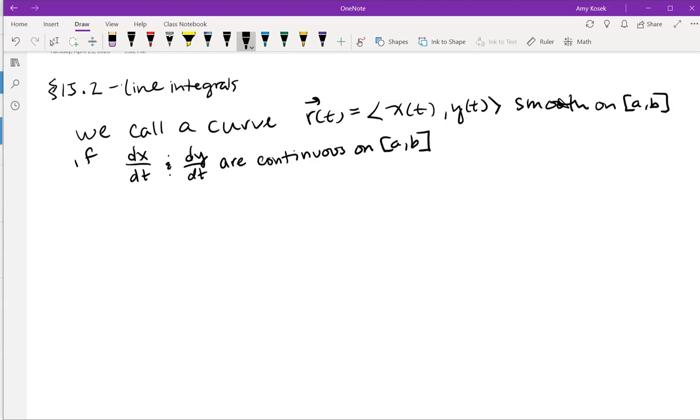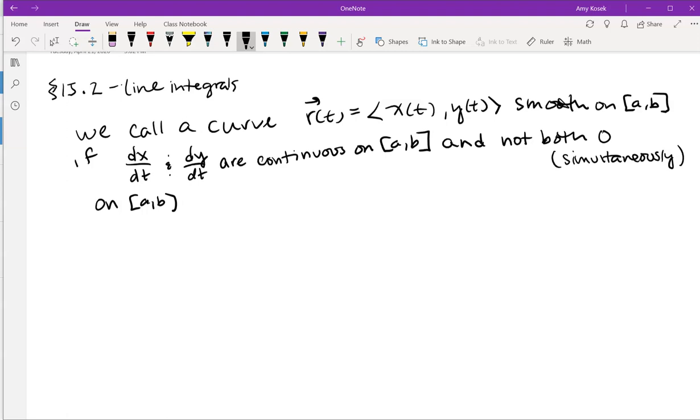The other thing that we need for it to be smooth is that we need them to be not both 0 on a to b. And what we would mean by that is not both 0 simultaneously. So they could individually be 0 at various points, but we don't want those derivatives to be simultaneously 0 at any point.